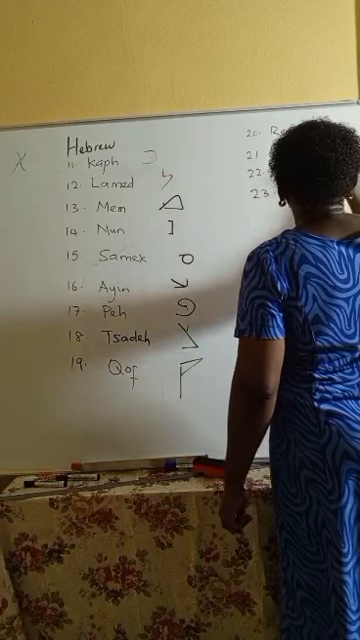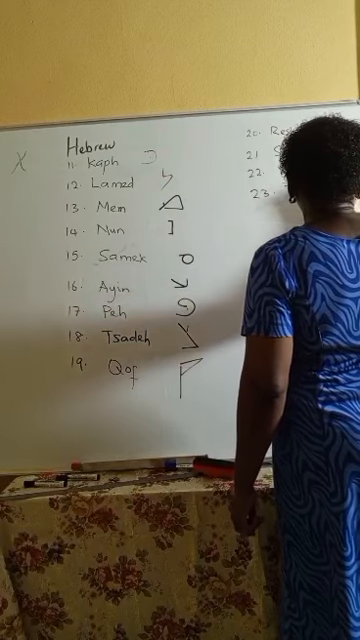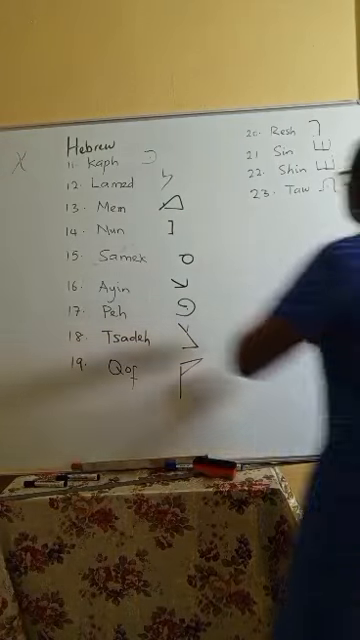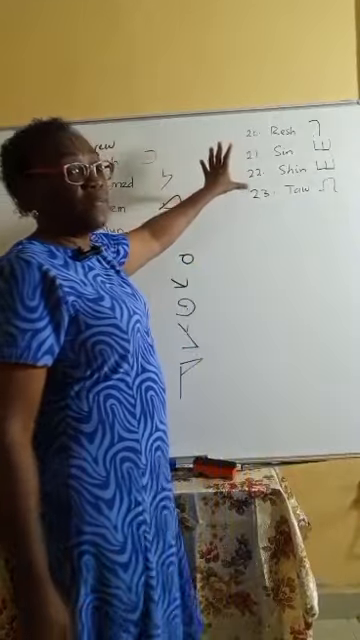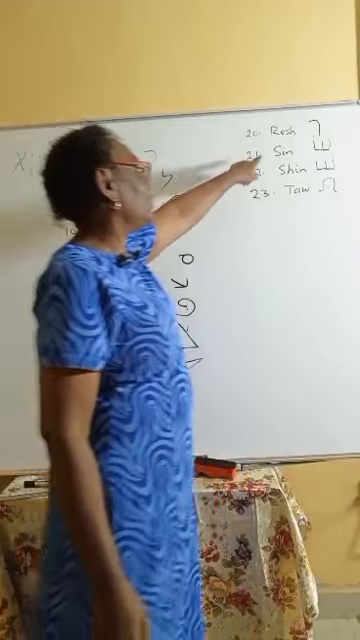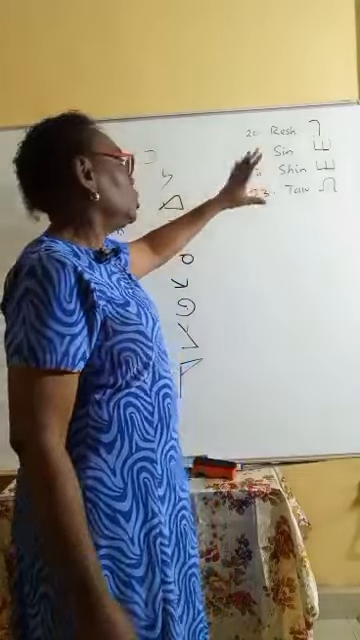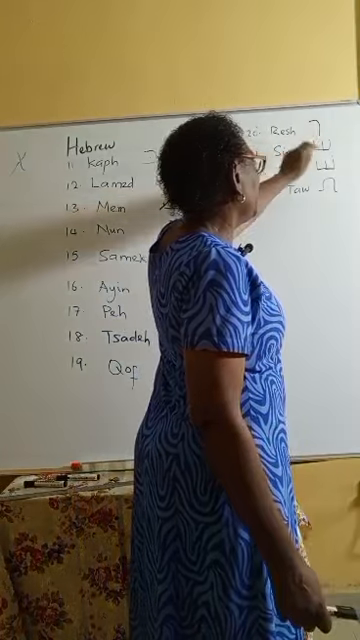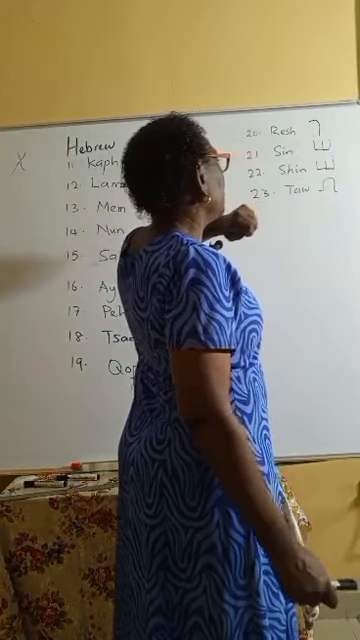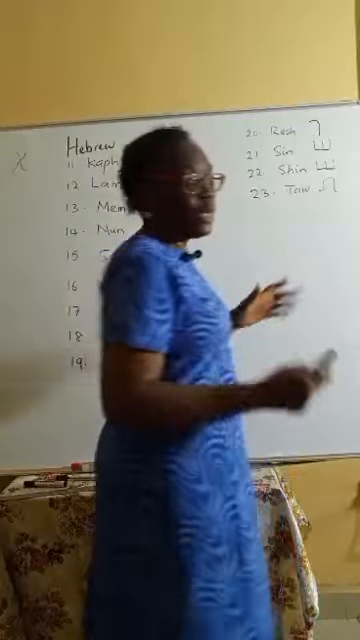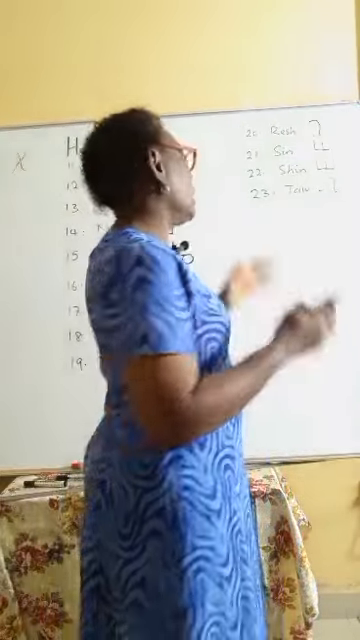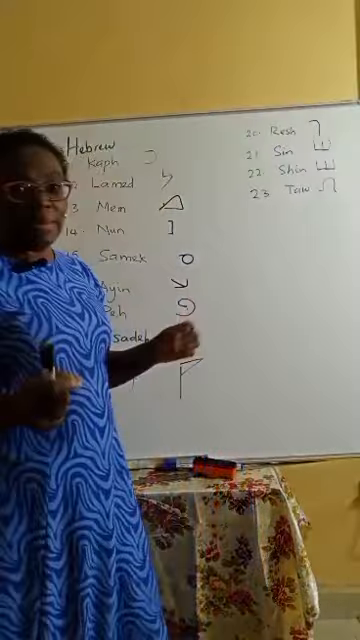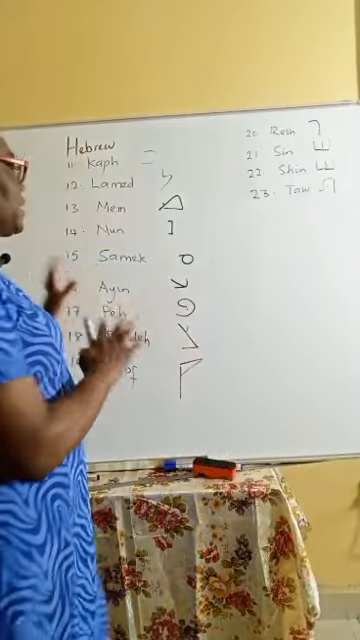And our Shin is this. And this is Tau. The reason some people consider that we have 22 letters is because of Sin and Shin. You will notice that the main difference is a dot. If it were Sin, there will be a dot on the left-hand side. But if it's a Shin, it will be on the right-hand side. So sometimes the two are collapsed and written as one. But we are taking them as 23 letters here.